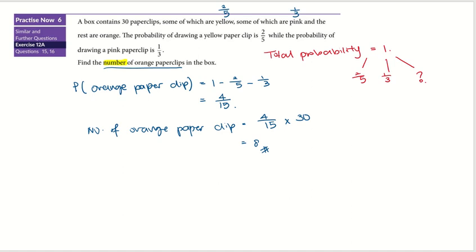Okay, if it's a bit confusing, do make sure you stop the video so that you can rewind if you need to, or just simply play back again for you to understand the question a bit better.